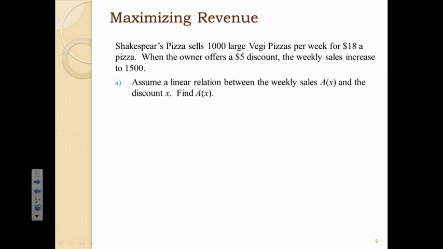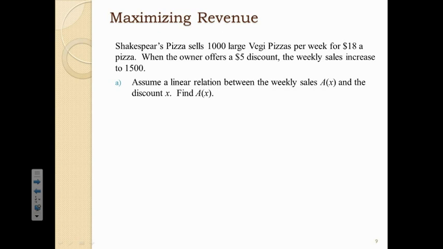Shakespeare's Pizza sells 1,000 large vegetarian pizzas, no meat, per week for $18 a pizza. When the owner offers a $5 discount, the weekly sales increase to 1,500 pizzas. Assume a linear relationship, a straight line relationship between weekly sales and the discount. How do we figure this out?